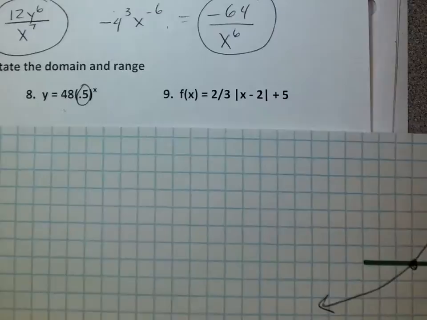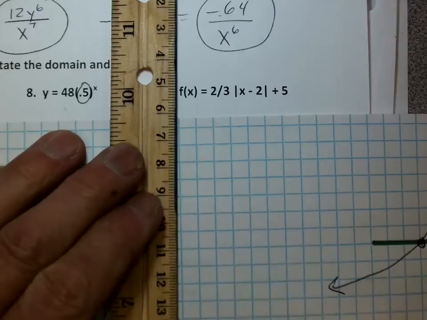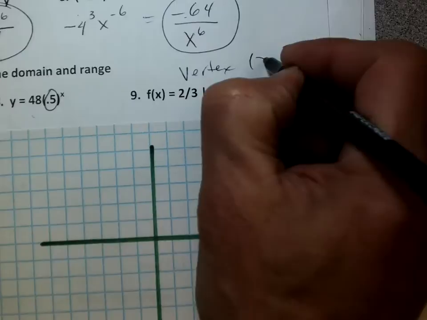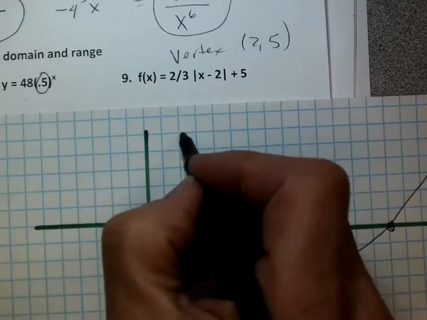Okay, number 9, we're going to look at an absolute value graph. It's a V. My vertex is going to be at positive 2, 5. So I'm going to go to 2, then 1, 2, 3, 4, 5.